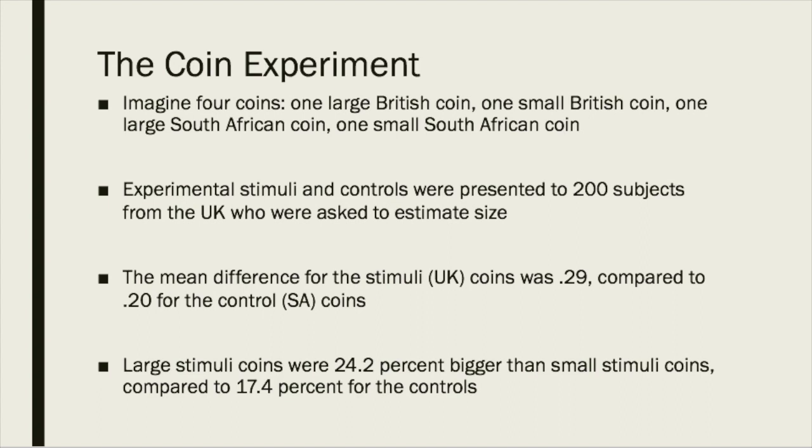The mean difference in size for the UK coins was 0.29 compared to 0.20 for the control coins. Alternatively stated, the large British coins were estimated to be 24.2% bigger than the small British coins, compared to only a 17.4% difference in magnitude for the South African coins. Again, we confirm here that people tend to exaggerate differences between things that have meaning to them. Their subjective perceptions of things do not correspond to the objective reality.